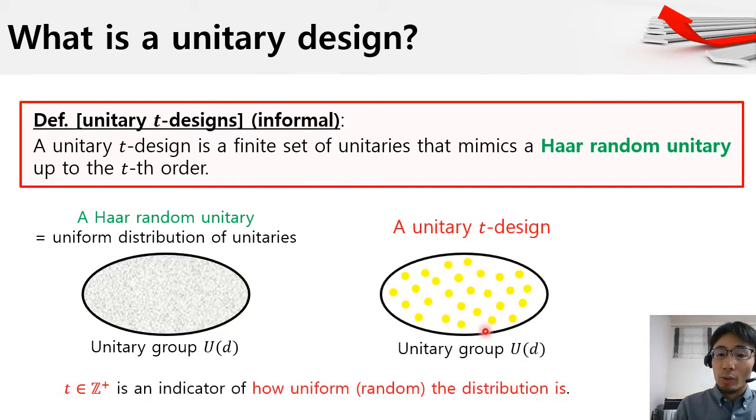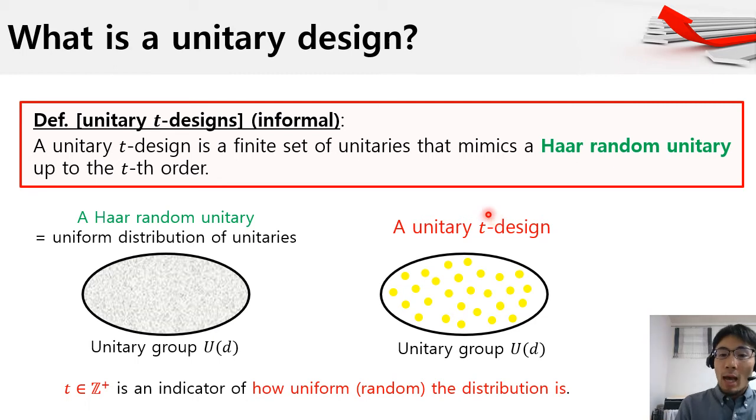So if we write a unitary T design in the same way, we have a unitary group and we have an ensemble of unitaries. Here in this figure, one yellow circle represents one unitary. So it's a finite ensemble. And we want to make this ensemble as uniform as possible. By doing that, we can mimic some properties of a Haar random unitary.